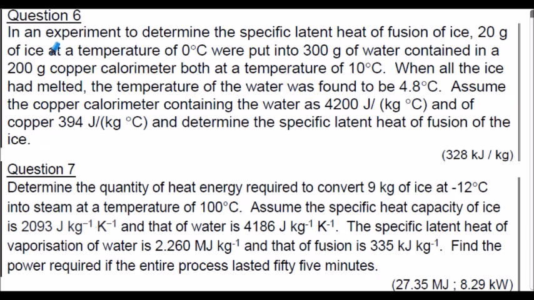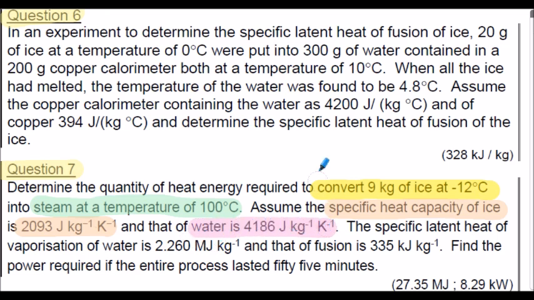And finally, question 6 and question 7. Just note in question 7 there's a slight twist here in that we have to convert 9 kilograms of ice from minus 12 degrees C into steam at a temperature of 100 degrees C. So we're actually given the specific heat capacity of ice, something we haven't used before in any previous question, and that's 2093 joules per kilogram per K. The specific heat capacity of water is the same as we've used in previous questions.